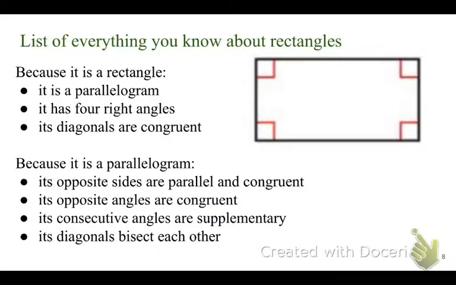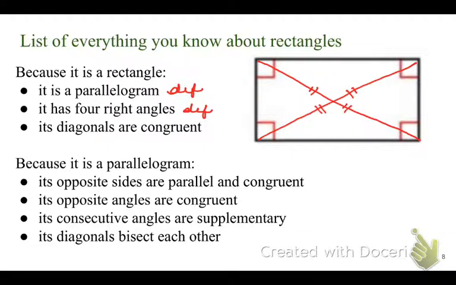So because it is a rectangle, it is a parallelogram by definition. Okay, by definition, it has 4 right angles. And its diagonals are congruent. So that's what we learned. That's our fun fact. So these diagonals are congruent.